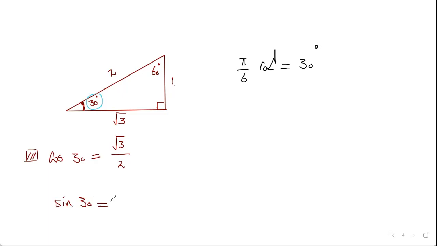Opposite over the hypotenuse. That's right. The opposite of the 30 angle is what? 1 over, what is the hypotenuse? It's always 2. Then the sine is going to be 1 over 2.